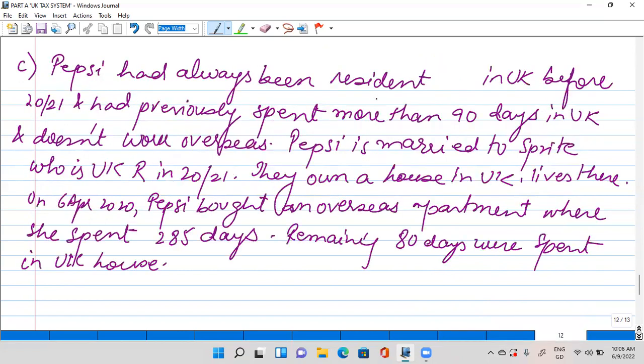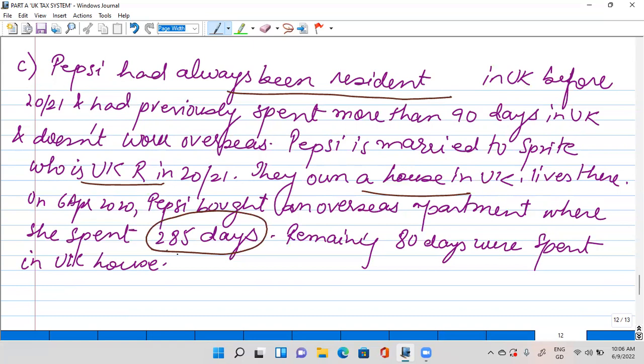Pepsi had always been resident in the UK before 2021. She previously spent more than 90 days in the UK and doesn't work overseas. Pepsi is married to Sprite, who is a UK resident, so her close family member is a UK resident. They own a house and live over there. On 6th April 2020, Pepsi bought an overseas apartment where she spent 285 days. The remaining 80 days were spent in the UK house.